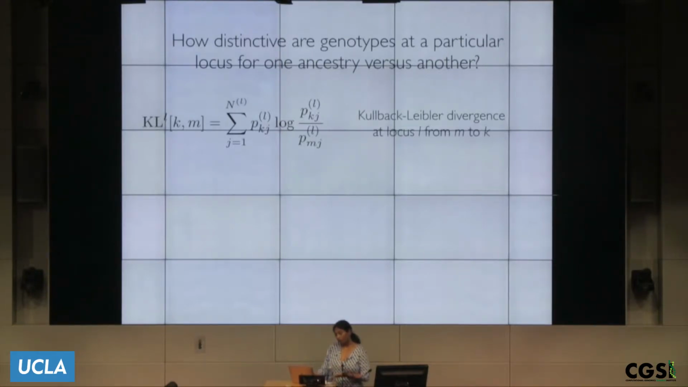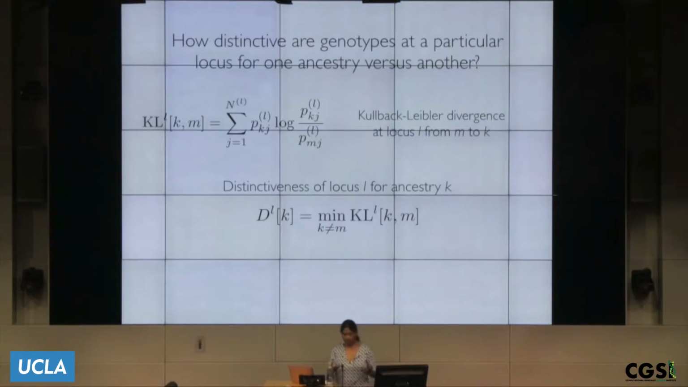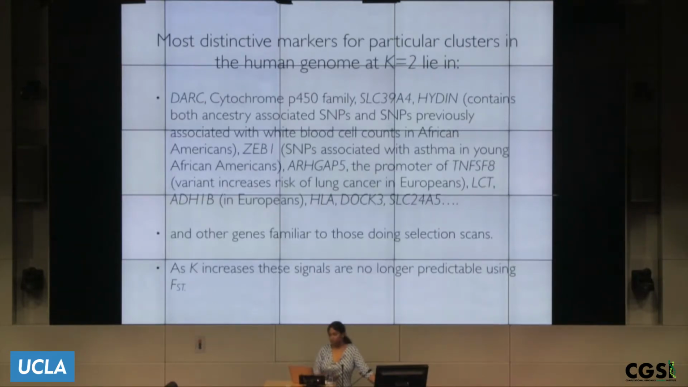So now you can do this for all clusters M that are not K and take the minimum, and that is a kind of distinctiveness score, right? Okay, so if we do this at K equals 2, you get results that are not surprising on the one hand, but are also kind of intriguing, because sort of everything that you find in the top, say, 5%, if you rank loci by distinctiveness, are all enriched for GWAS results and selection scan results and kind of every gene you've read about if you think about differentiation between Africans and non-Africans. So the most distinctive SNPs are in the Duffy antigen receptor for chemokines, probably not surprising to anyone who's done a selection scan. You see cytochrome P450, multiple genes, multiple pigmentation genes, things associated with leukocytes.